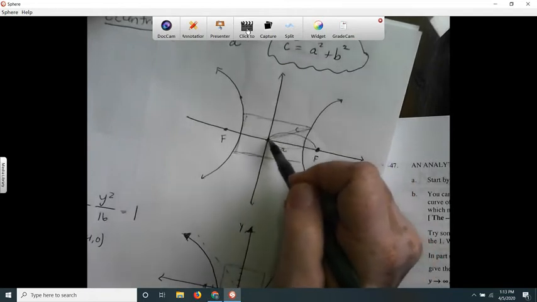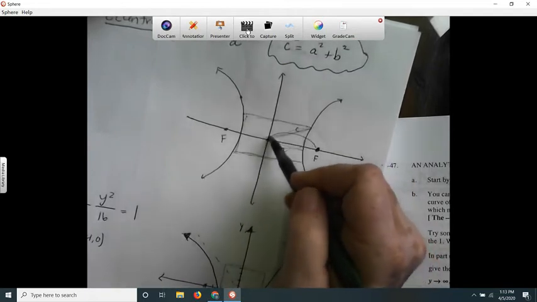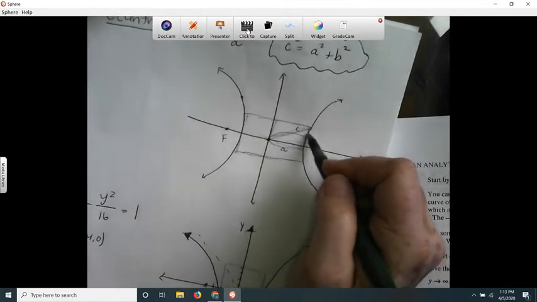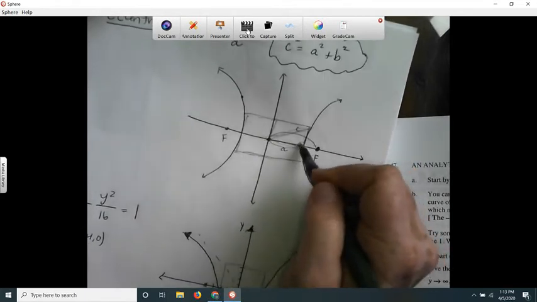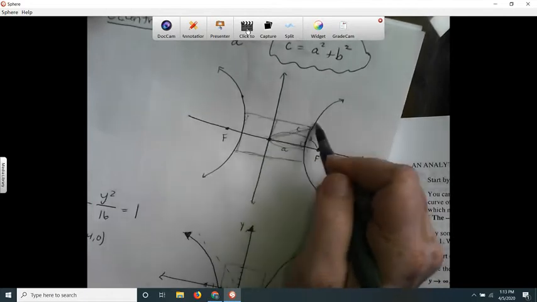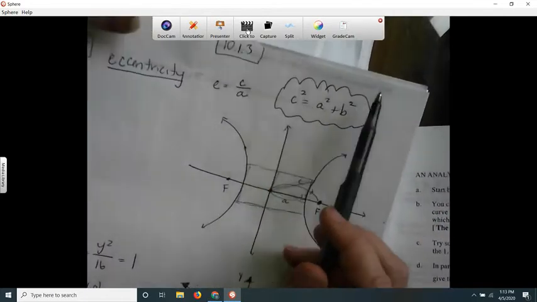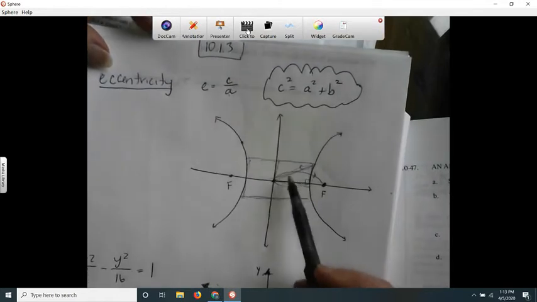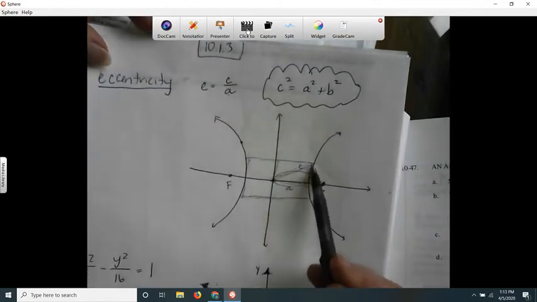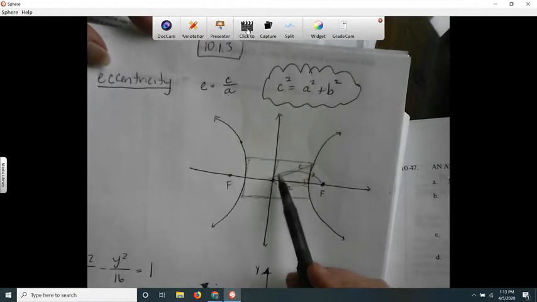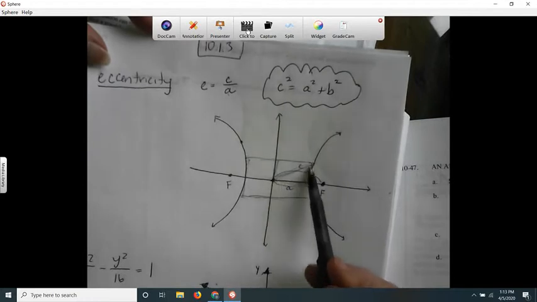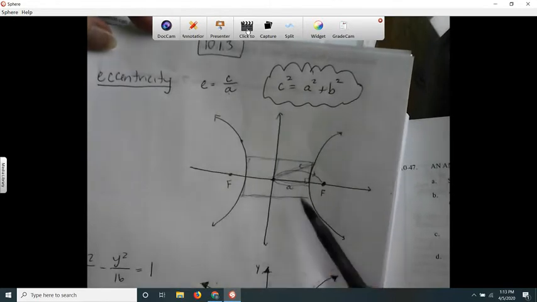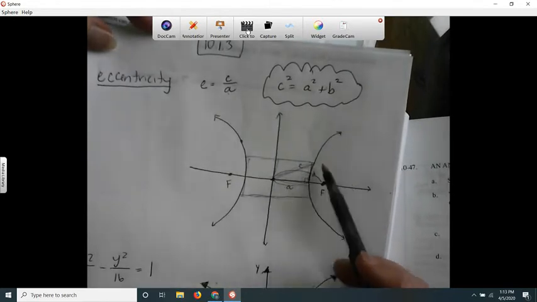And so if this is A, and then remember this part of the box is B, you can see that A squared plus B squared is C squared. So with eccentricity, C over A is always going to be larger than 1 because C is a hypotenuse. It's bigger than A. So that would make the eccentricity of these hyperbolas always greater than 1.